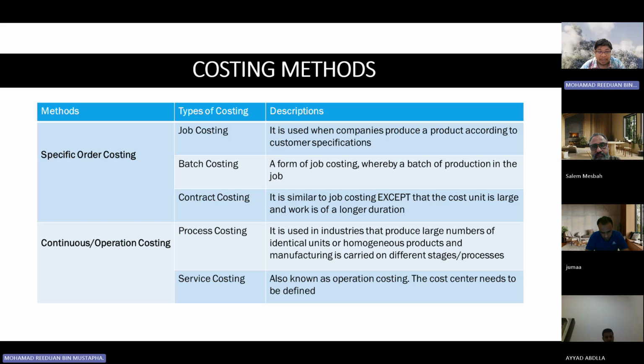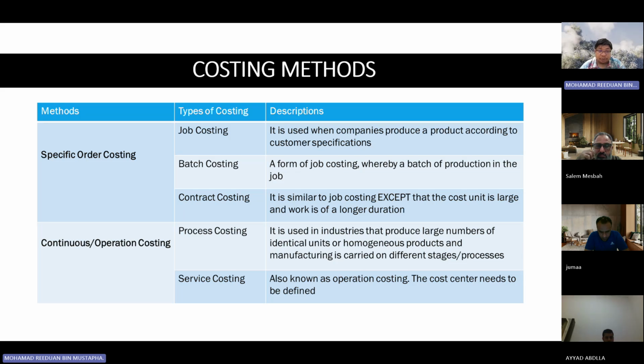So the differences between the specific order costing is meant for job costing. Now we look into the different parts of this job, because job costing can be done on the batch, or it can be done in the contract, or the process of job costing could be in process costing or in service costing, depending on the product. Either you need to process that product, or you need to give a service. So in the end you need to understand these costing methods.